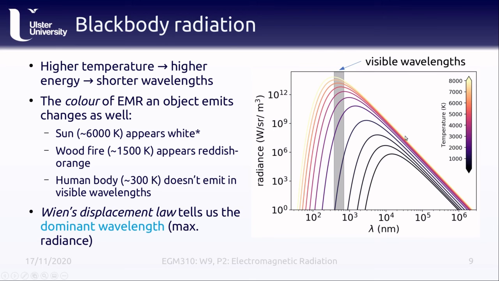We can calculate the dominant wavelength that an object emits, which is also the color of its maximum radiance, using something called Wien's displacement law. I think we've already had enough equations in this lesson, so that's one for you to go look up later.